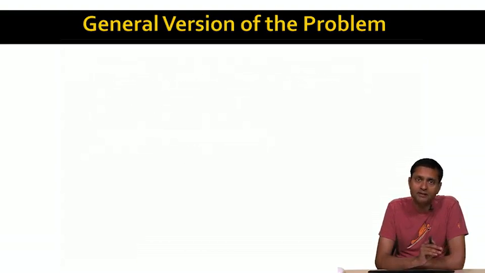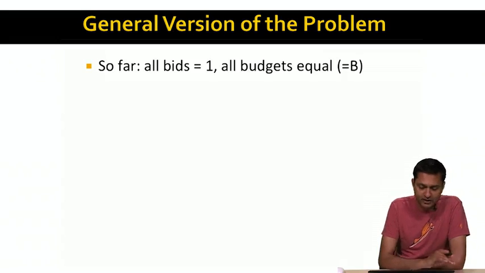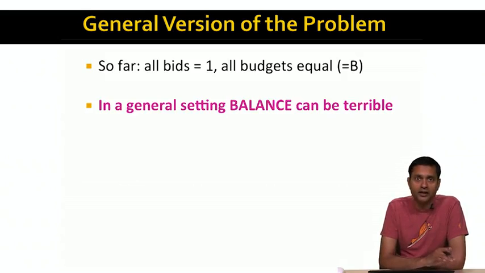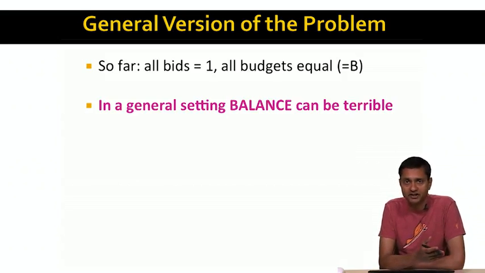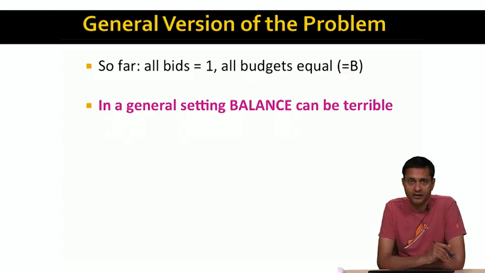Now we've looked at a very simplified version of the AdWords problem, where all advertisers had the same budget B and all ads had the equal expected revenue 1. Now, in the general version of the problem, this is not the case. Each advertiser has a different budget, each advertiser has a different bid for each ad, and each ad has a different expected click-through rate, yielding a different expected revenue. In a general setting like this, the balance algorithm, as I've described so far, can actually be quite terrible.